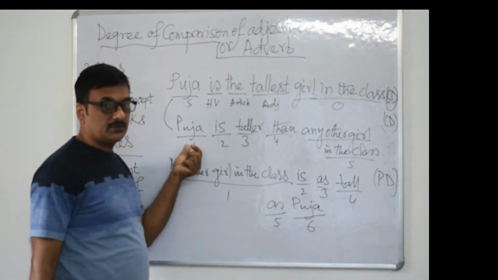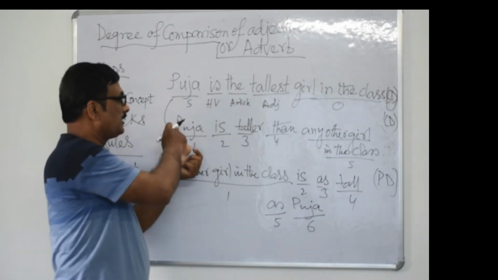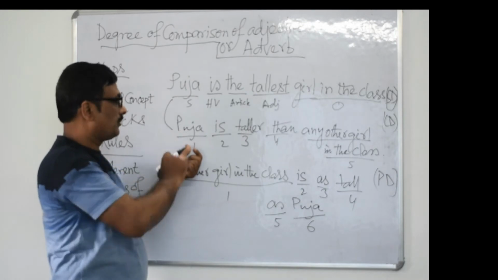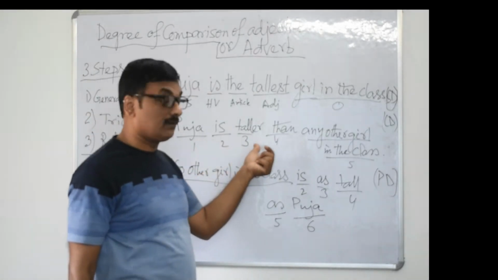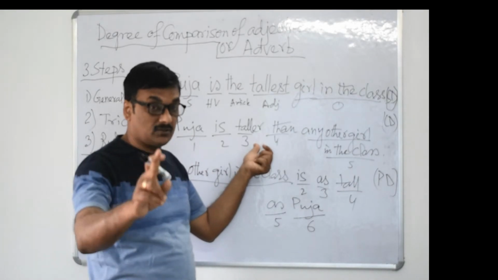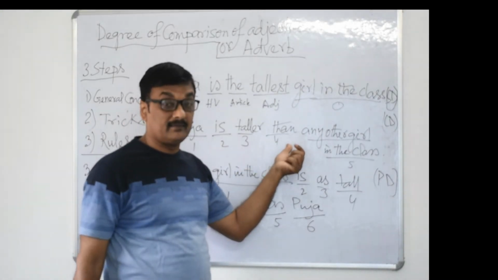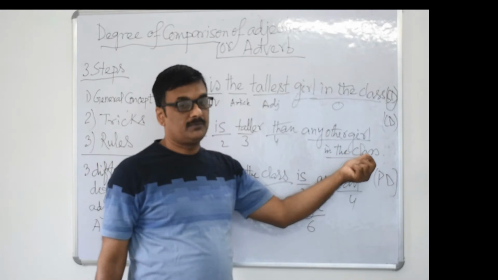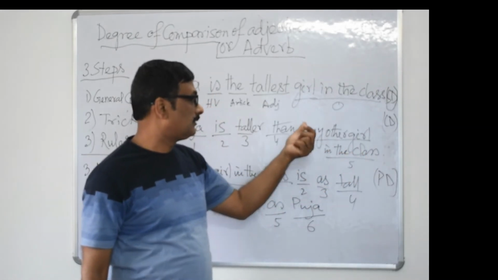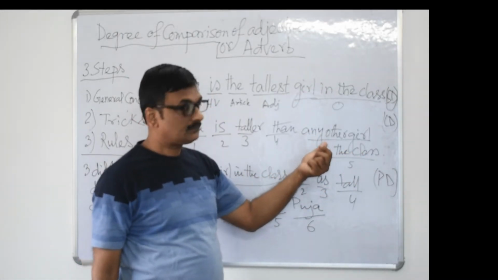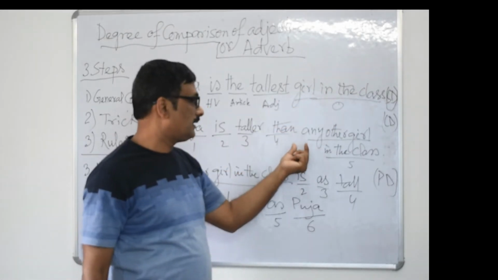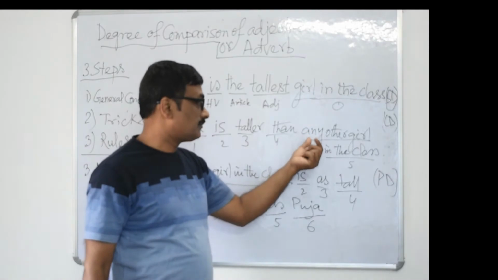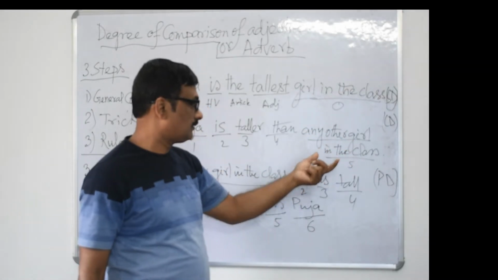First the subject is used. The subject of the superlative degree remains the same in the comparative degree. First subject, then helping verb, then the comparative form of the adjective, that is taller, then "than", then the object, and in the form of "any other". Here "girl in the class" was the object, but in the comparative degree it becomes "any other girl in the class", the object.